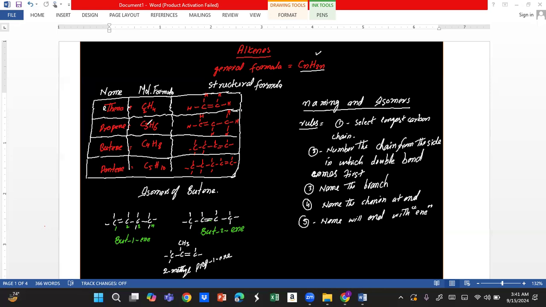Similarly, propene has C3H6. Its structure is this one. Butene has C4H8. Its structure you can see. We have to show at least one double covalent bond. Similarly, pentene has 5 carbons, 10 hydrogens, and its structure is like this. The double bond can be anywhere: between the first and second carbon, second and third, third and fourth, or fourth and fifth.